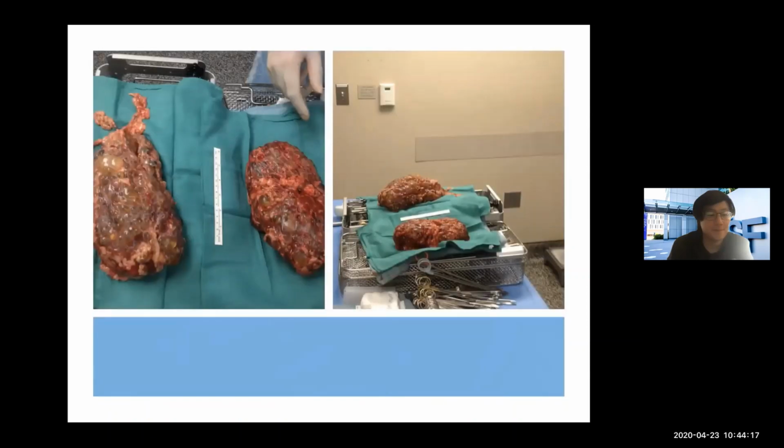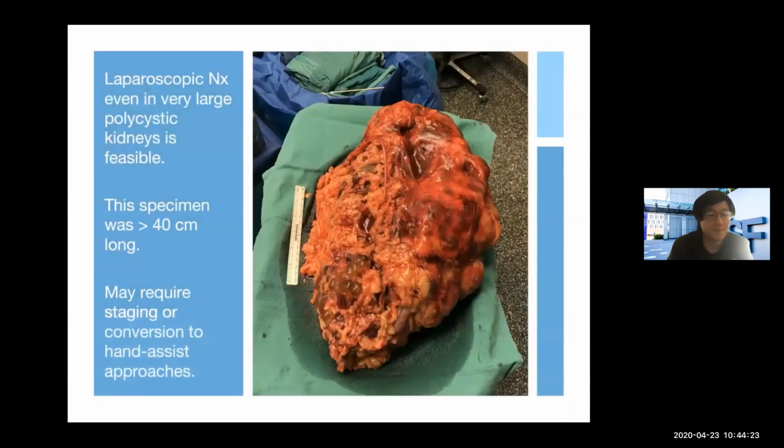These are pretty small kidneys, 20, 22 centimeters, not really a hard day at work. But you can do the same thing with very large kidneys. Here's an example of a kidney that was over 42 centimeters. So it is possible to do the very large kidneys. Of course, the larger they are, the more technically challenging they can be.